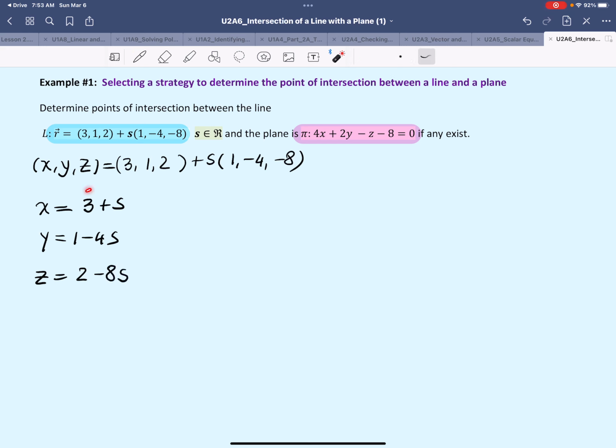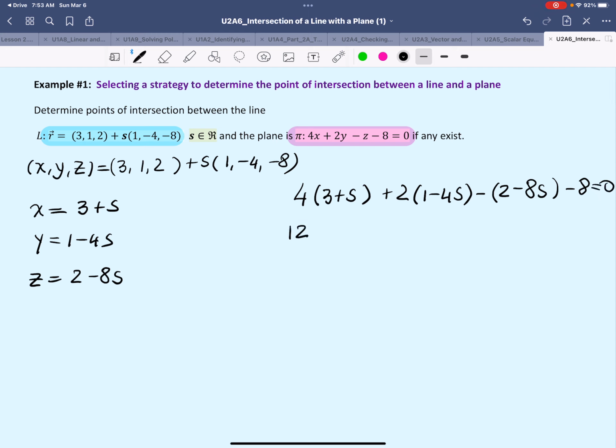We are going to substitute the coordinates x, y, and z of the supposedly common point into the equation of the plane. So we'll have 4 times x, which is 3 plus s, plus 2 times y, which is 1 minus 4s, and then minus z, which is 2 minus 8s, minus 8 equals 0.